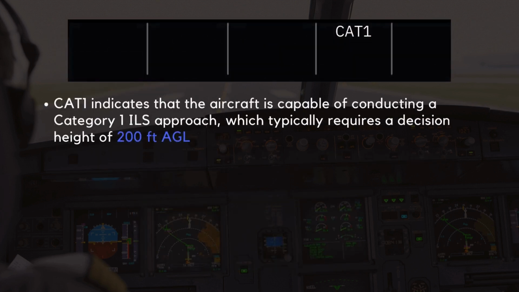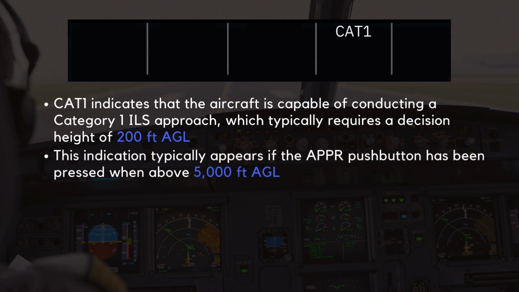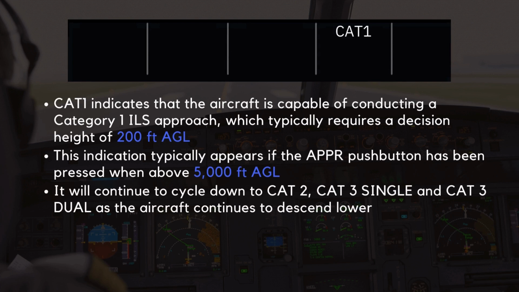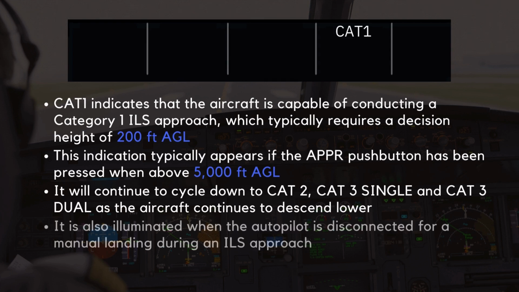The first mode we'll discuss is Cat 1. This indicates that the aircraft is capable of conducting a Category 1 ILS approach, which typically requires a decision height of 200 feet above the ground. This indication typically appears if the approach push button has been pressed when above 5,000 feet above ground level. It will continue to cycle down to Cat 2, Cat 3 single, and Cat 3 dual as the aircraft continues to descend lower. It is also illuminated when the autopilot is disconnected for a manual landing during an ILS approach.